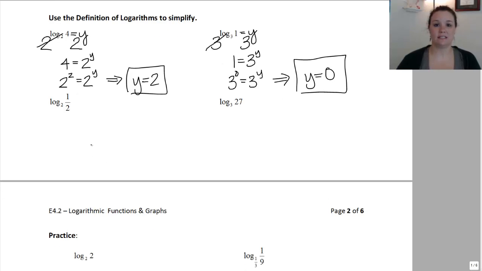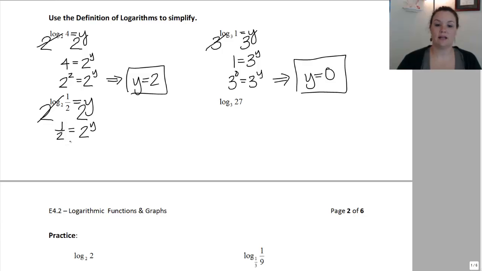Same thing on these next ones. I'm just going to set it equal to y. I'm going to get rid of log base 2 by using exponential base 2. When I use exponential base 2, my log base 2 cancels, and I'm left with 1/2 is equal to 2 to the y power.